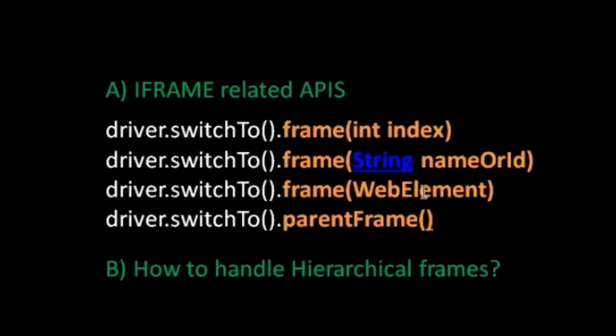There are three versions of that. We saw the three versions: by index, by name or ID, or by passing the web element. Then we saw the parentFrame API, how to switch to the parent frame, right? In the last, we saw how to handle hierarchical frames. We observed that if we have a hierarchy, then we need to traverse from the top frame to the inner frame, and then we would be able to access the contents of the inner frame.